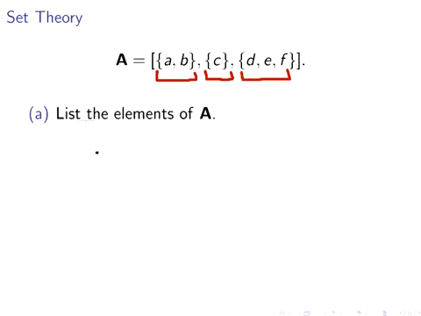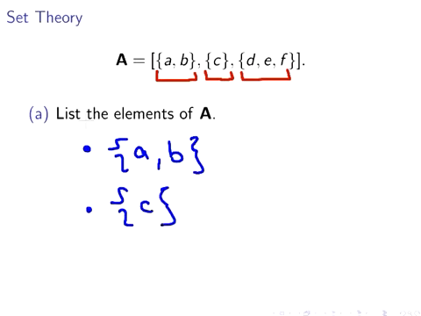So writing them all out, the first element here is A and B, that subset there. The next one is this set that just comprises C, and lastly D, E, and F. So those are the elements of the set A.